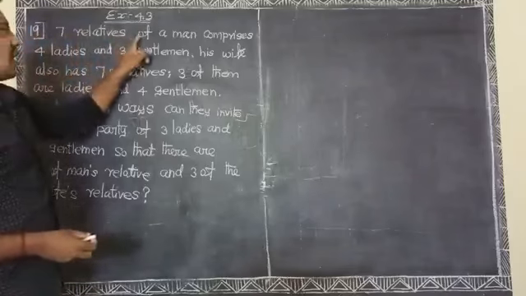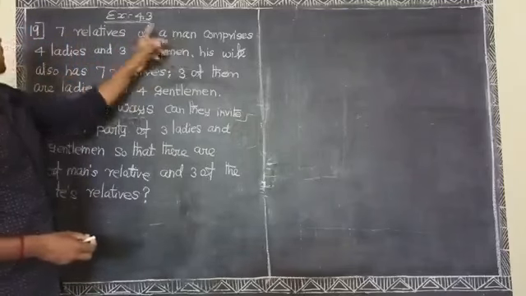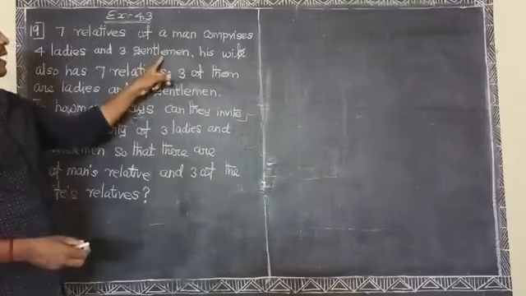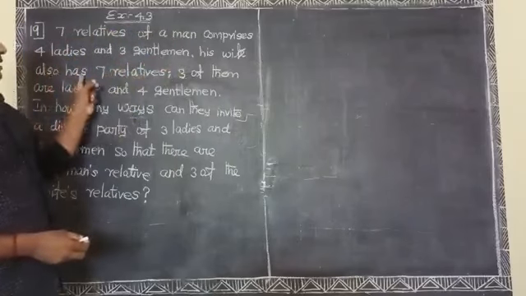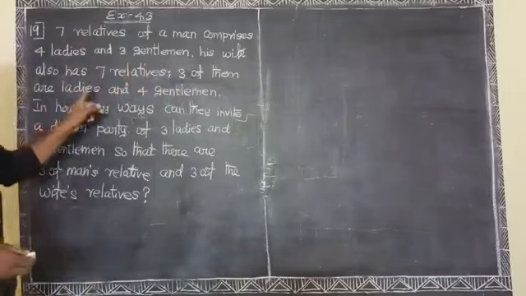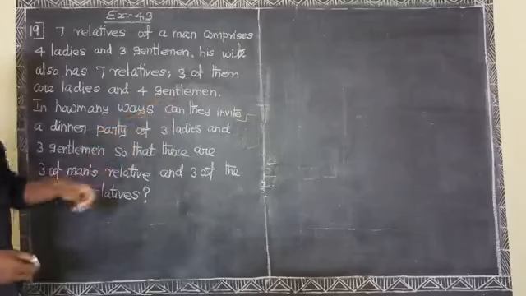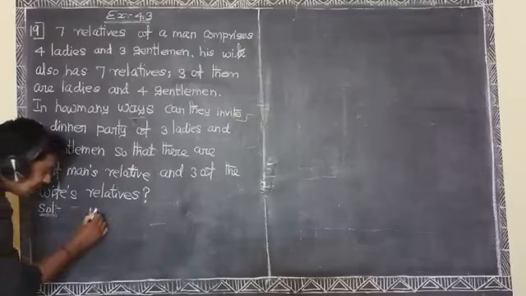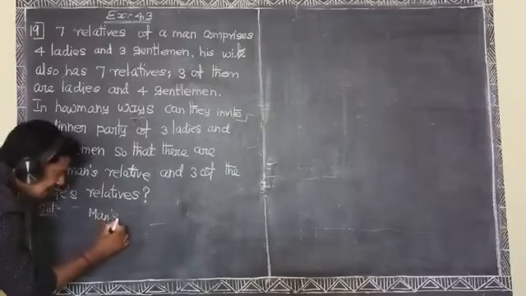Seven relatives of a man comprise 4 ladies and 3 gentlemen. His wife also has 7 relatives, 3 of them are ladies and 4 gentlemen. Here, the solution: given man's relative.